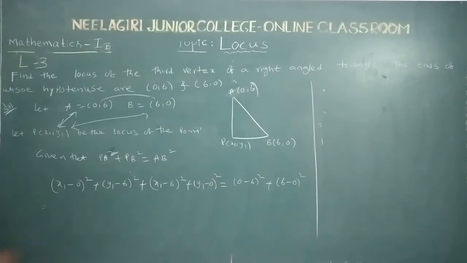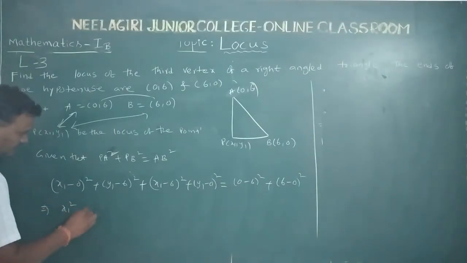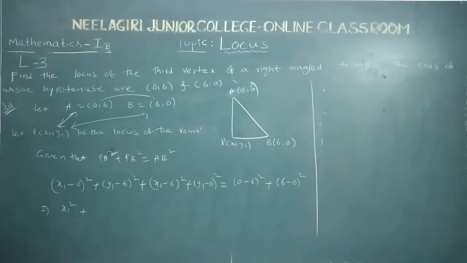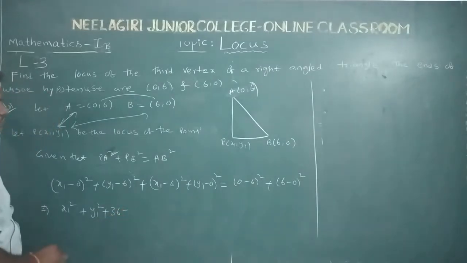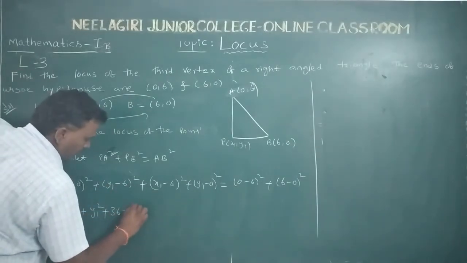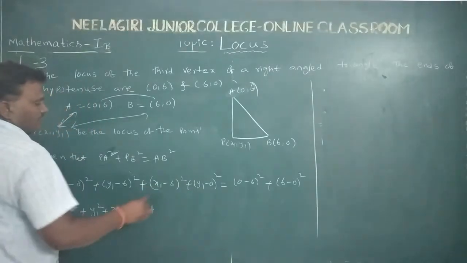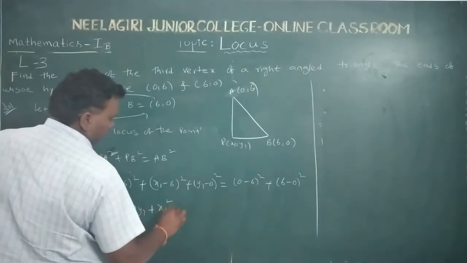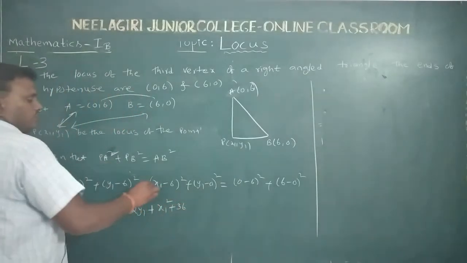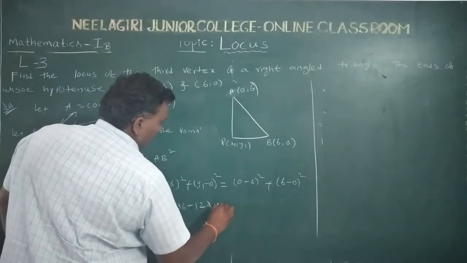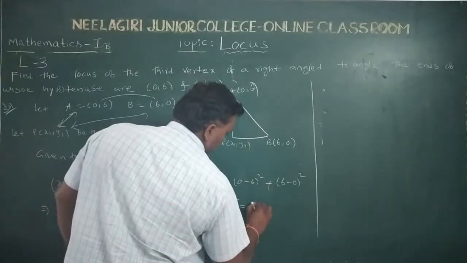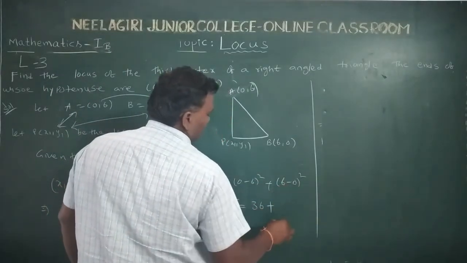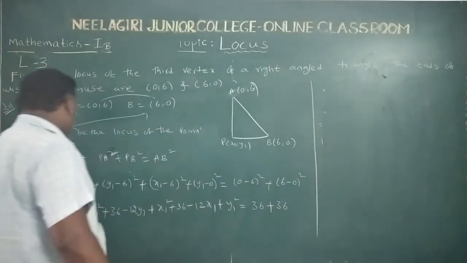x1 minus 0 is x1, so x1 square. Using (a minus b) whole square is equal to a square plus b square minus 2ab: a square is y1 square, b square is 6 square, that is 36, minus 2ab, 2 into 6 is 12y1. Similarly, a square is x1 square, b square is 36, minus 12x1. y1 minus 0 is y1 square, and 0 minus 6 is 6 square, which is 36. And 6 minus 0 is 6 square, 36.